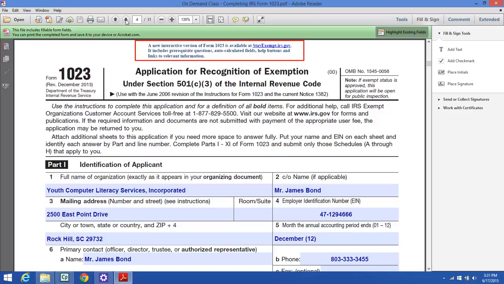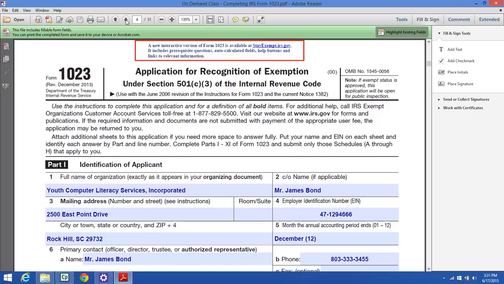So let's get started. To make this learning experience easier, I decided to go ahead and complete the application for you with sample information. It's not real information, but it lets you see how your information will look in the application, and also demonstrates how you should answer the questions throughout.